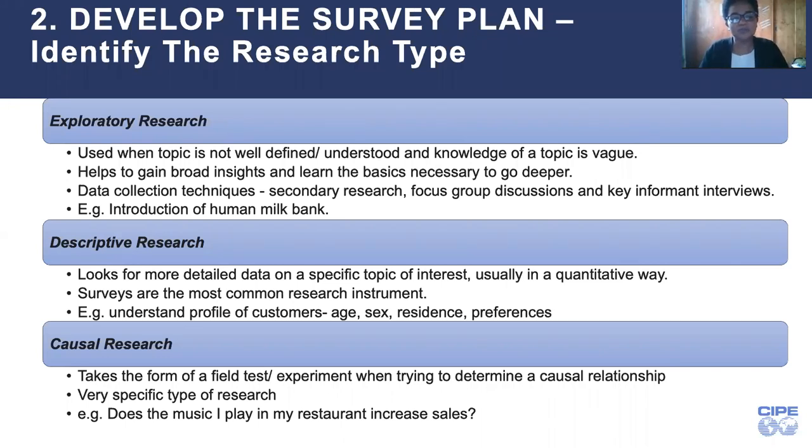And then the last one is called causal research. Causal research is like an experiment. You're trying to introduce something and see what the effect will be. I've given an example there. If you have a restaurant and you're trying to play music in the restaurant, you look at your sales to see, if I introduce music to the restaurant, will the customers increase? So it's an experiment based on the kind of services or products that you have. So three types of research: exploratory, descriptive, and causal research.